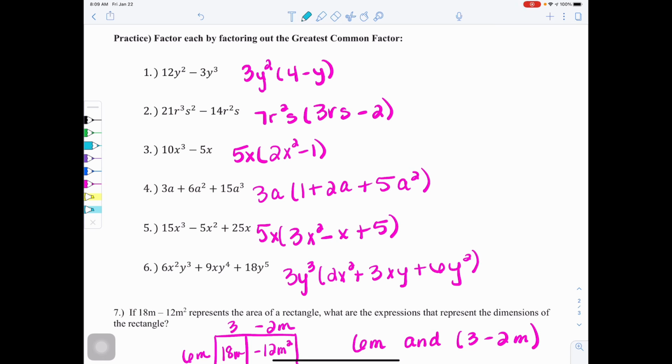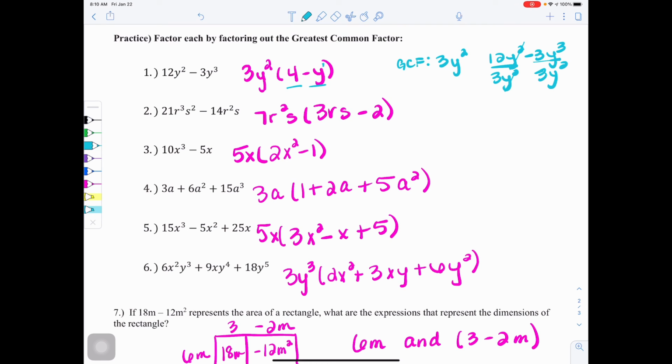12y squared minus 3y cubed. Well, the greatest common factor between 12 and 3 would be 3. And when I look at y squared and y cubed, what they have in common would be the smallest power of y, which is y squared. Then if I took 12y squared minus 3y cubed and I divided each piece by the GCF, y squared and y squared would cancel out, and 12 divided by 3 is 4, so there's that. And then here, you'd have negative 3 divided by 3, which is negative 1, and then y cubed over y squared is y to the first. You just don't need to write the 1 there, and that's how I got that. And then I continued that process through the rest of these.